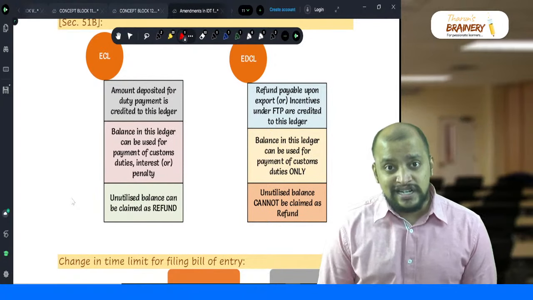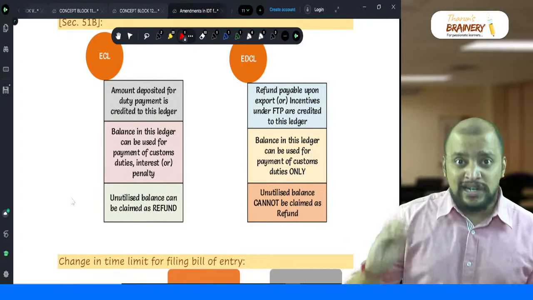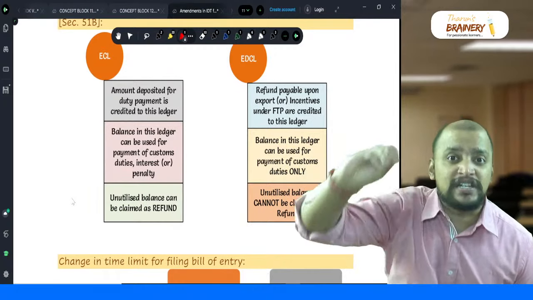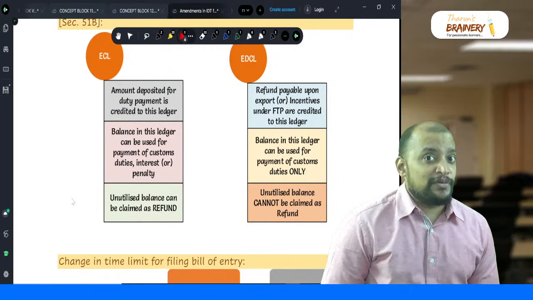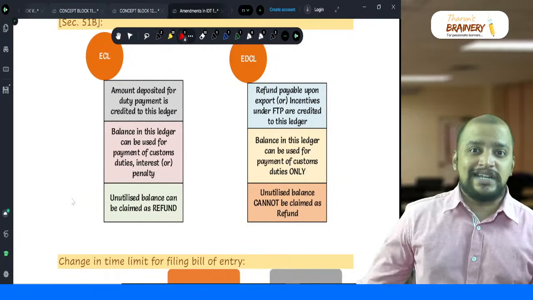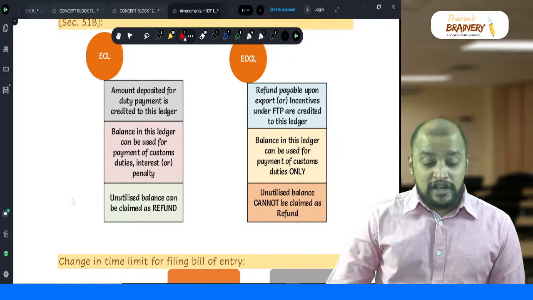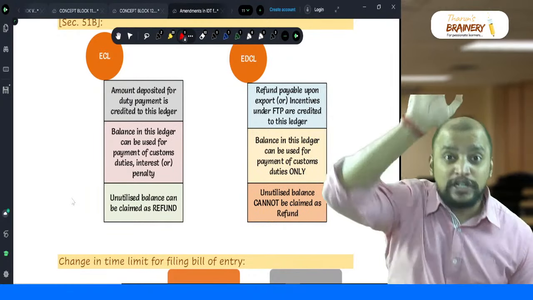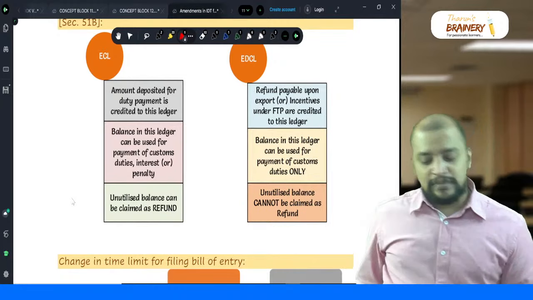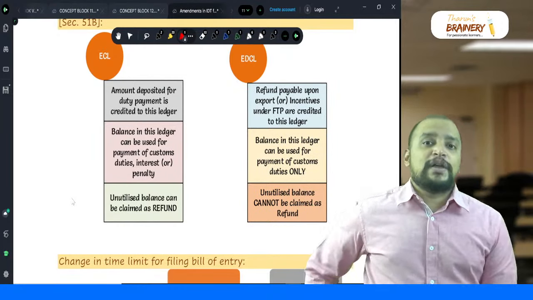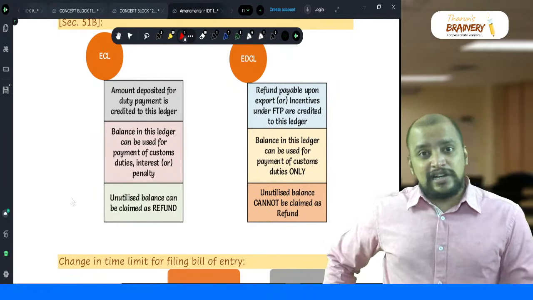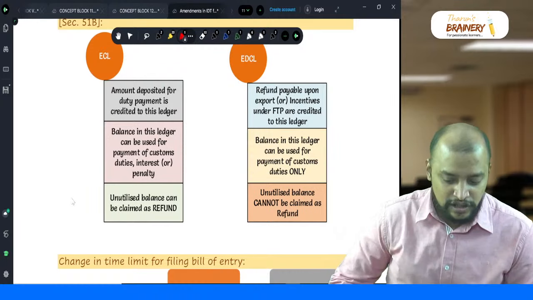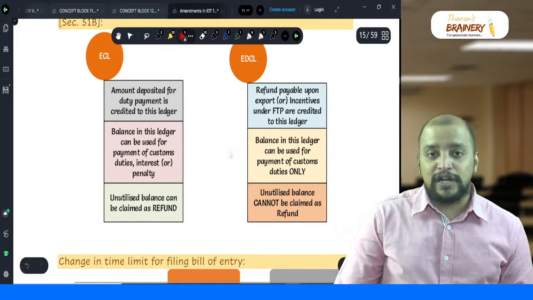But very important is that the amount in the duty credit ledger can be used only for payment of customs duty, but cannot be used for payment of interest, late fee, penalty, etc. So only for payment of customs duty, and to which customs duty? Basic customs duty only. That cannot be used for payment of IGST, GST compensation cess, and all. Okay, so that is with respect to this.